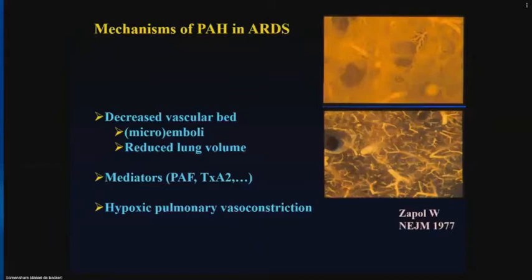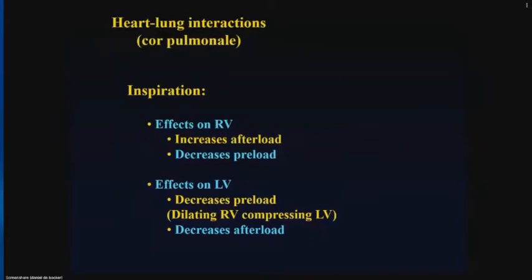There is also reduced lung volume, and this is a little bit more debatable, of course, at least in the early phases of COVID-19. For the mediators, there are a lot of mediators that are released that are increasing the pulmonary artery pressure and may, of course, play a role there. And the very important factor at the end is the hypoxic pulmonary vasoconstriction, which also plays a role, of course, in this pulmonary hypertension. So what are the impacts of mechanical ventilation here?